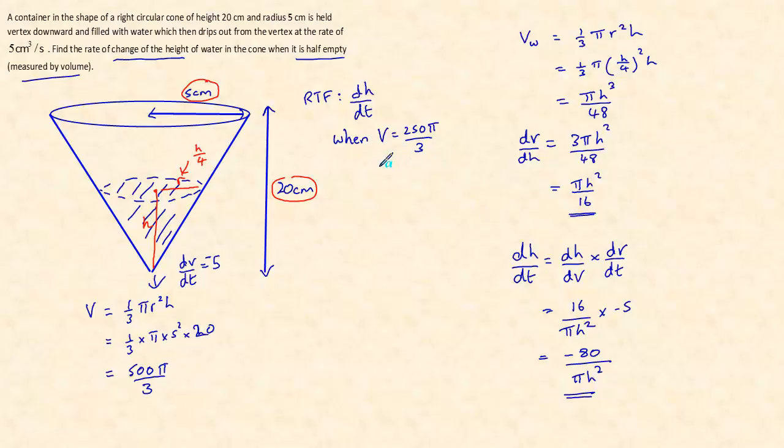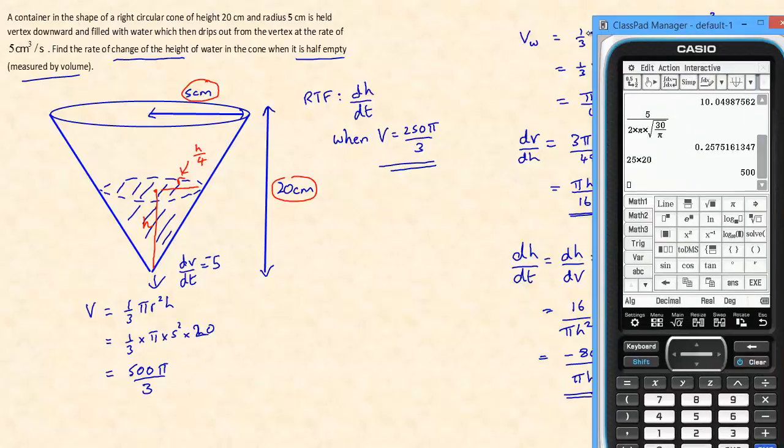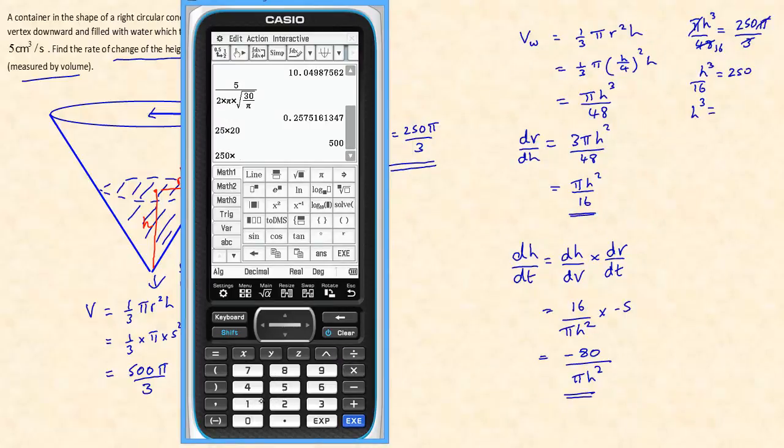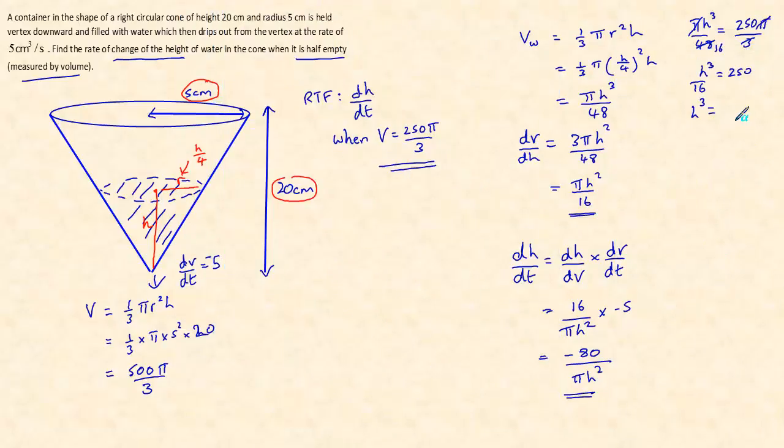Now we need the value of h at this point here. So volume of water is this. So we have pi h cubed over 48 is equal to 250 pi over 3. So pi's will cancel here, and 48 cancels with the 3 to give us 16 over here. So h cubed over 16 is equal to 250. So h cubed is going to be 250 times 16, which is 4,000. So h is going to be the cube root of 4,000.